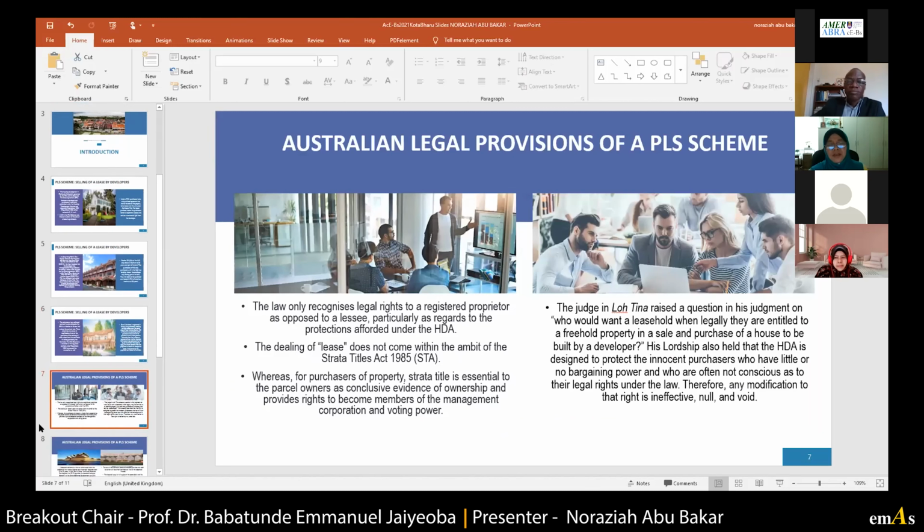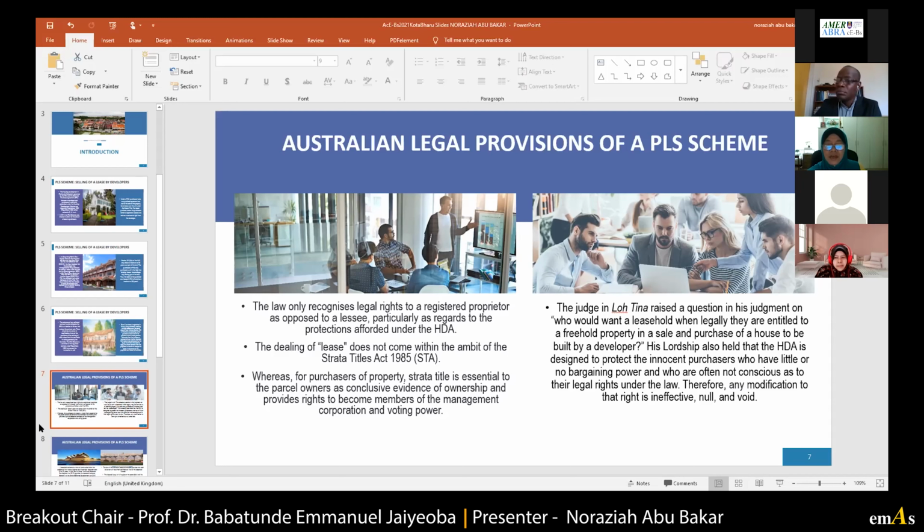Let's look at the legal provision of Australia. They have a PLS scheme that is known as the leasehold scheme. They provide very detailed provisions on PLS, where it is not ownership of land, it is not a certificate of ownership, but a certificate of lease. That means they make it clear that you will be getting a lease, not ownership of the land. Take note, when you have a lease, under Australian law, the lease shall expire.